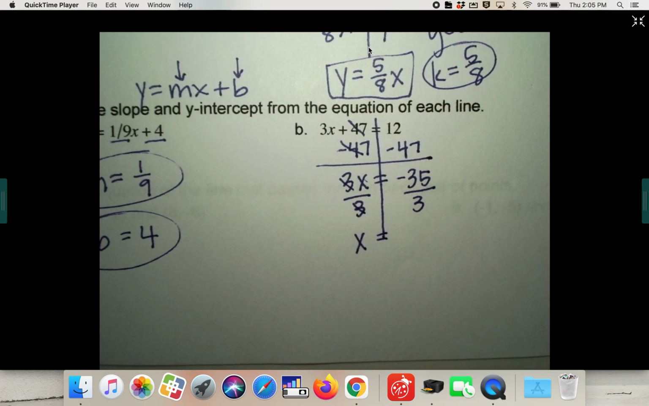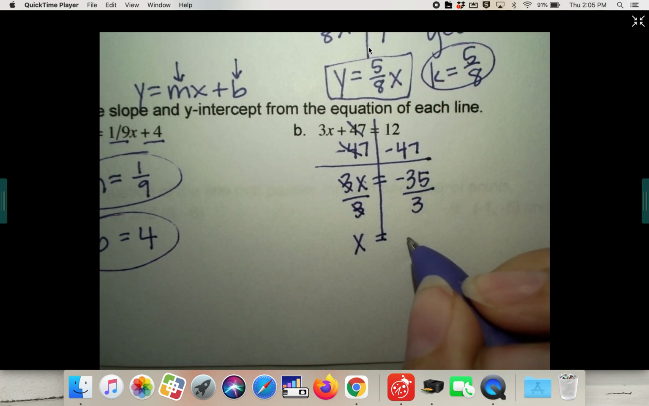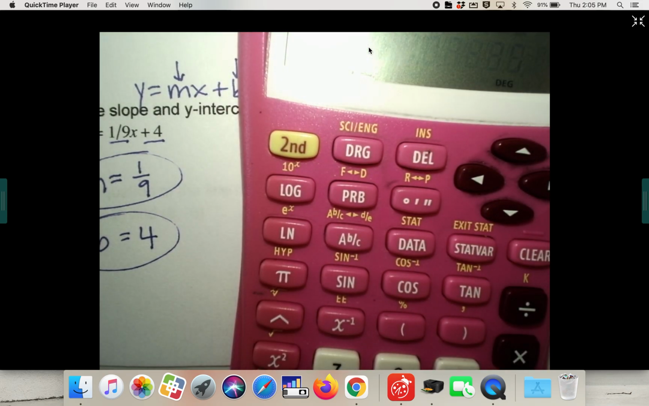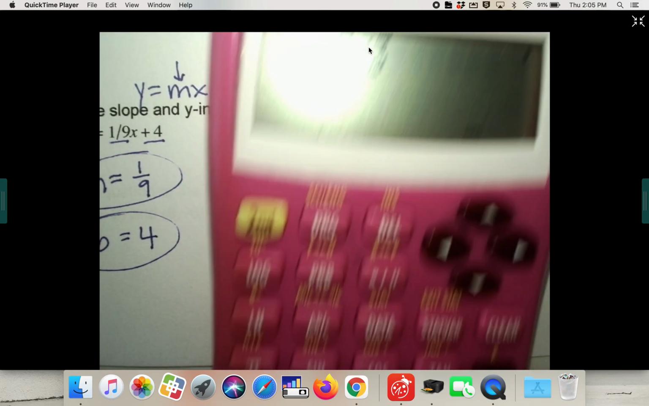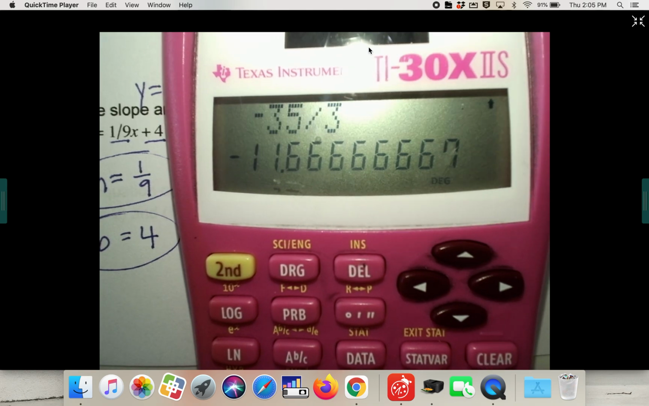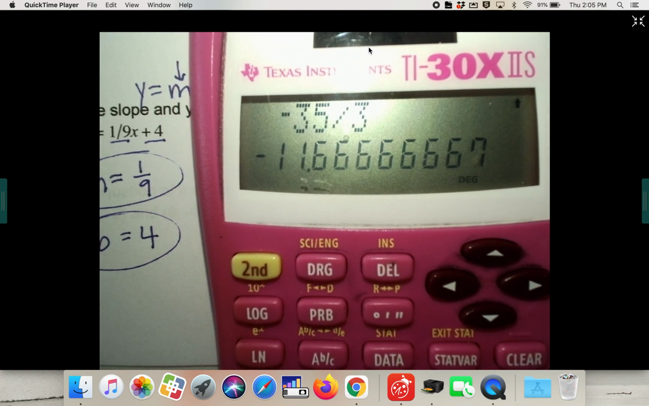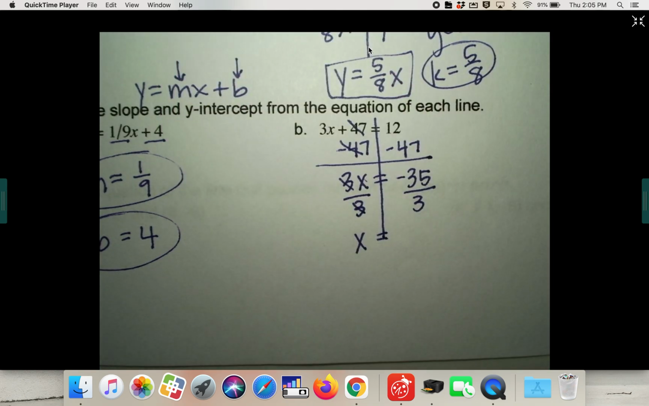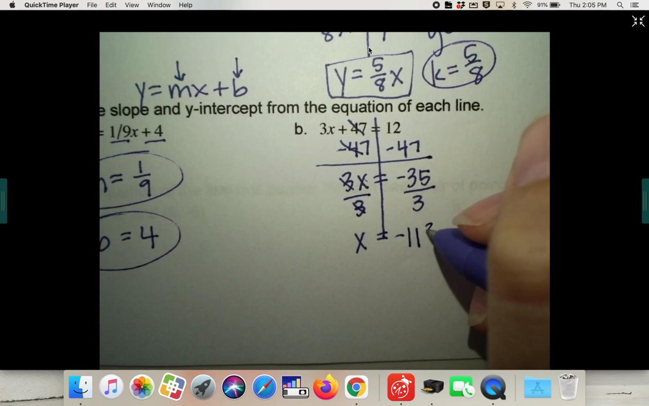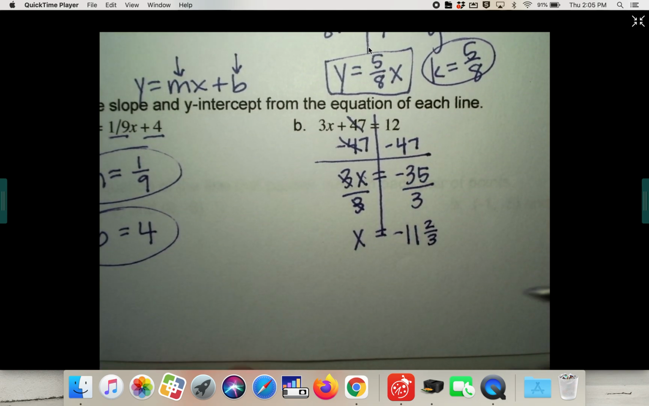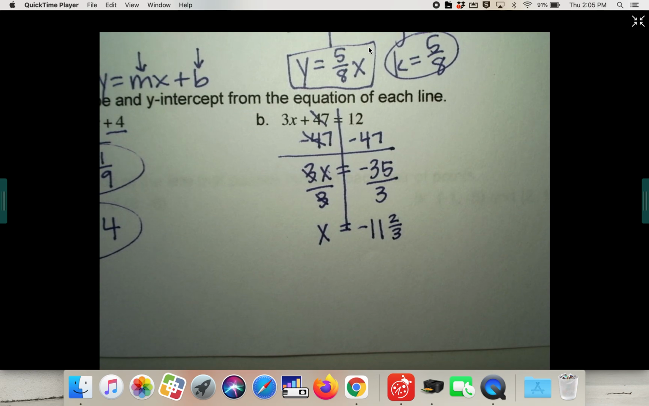Okay, this is an x equals... in fact, you know what? I'll go ahead and divide it. Negative 35 divided by 3 is negative 11, and 0.6 repeating is 2/3. So I'm going to say negative 11 and 2/3. This was a hard one because we've actually never taught, well, I think we have.